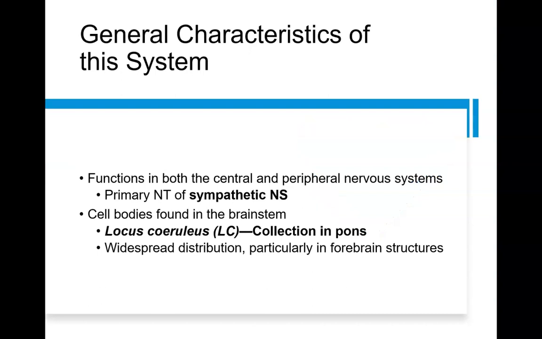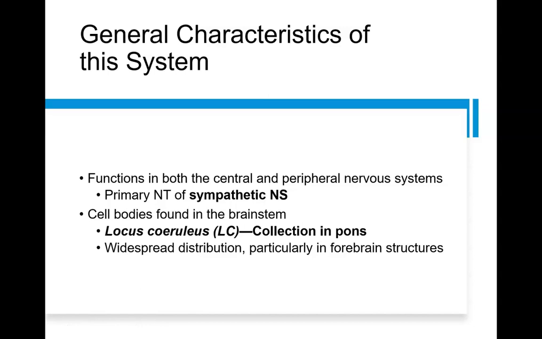So let's talk a little bit about some of the general characteristics of epinephrine and norepinephrine. They also are known by the names adrenaline and noradrenaline. And these are going to function in both the central and the peripheral nervous system. Norepinephrine is the primary neurotransmitter of the sympathetic nervous system, as we talked about last time. The cell bodies that basically produce noradrenergic neurons are found in the brainstem, in particular the locus coeruleus, which is a collection in the pons.